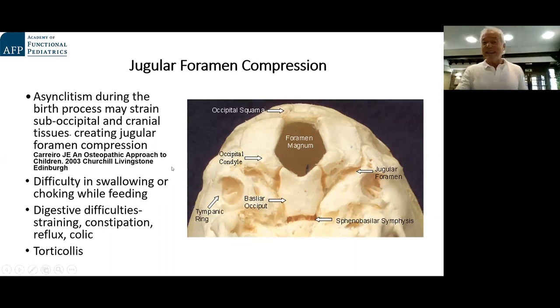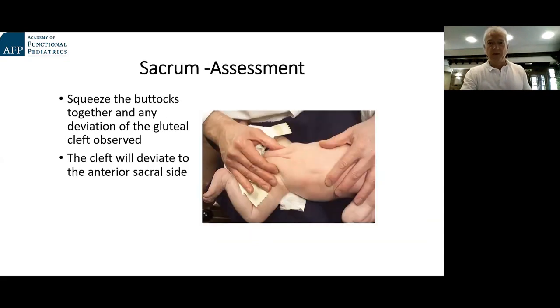So what we see with symptoms of these, difficulty in swallowing, choking while feeding, digestive difficulties, straining, constipation, reflux, colic, torticollis, all coming along with very often that positional preference and those KISS 1 syndromes because of those issues.